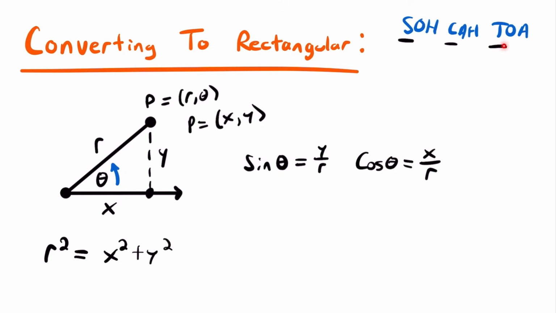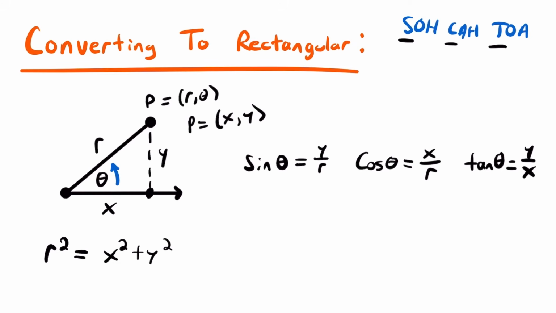And then finally we have tangent. Tangent theta will be equal to the opposite divided by the adjacent. So from our angle, the opposite is y and the adjacent is x. So we'll have y divided by x. And so these three equations right here, we can use to help us convert from being in terms of r and theta to being in terms of x and y, from polar to rectangular.